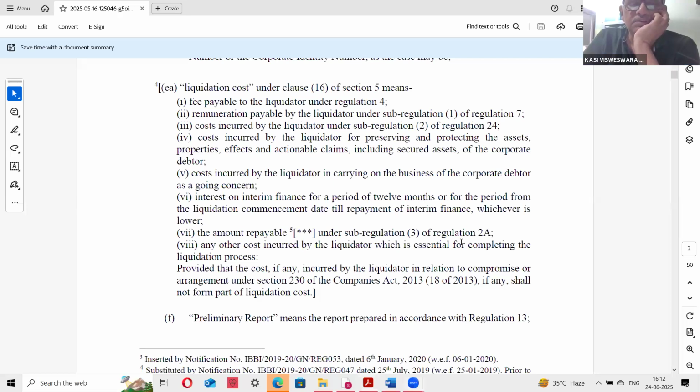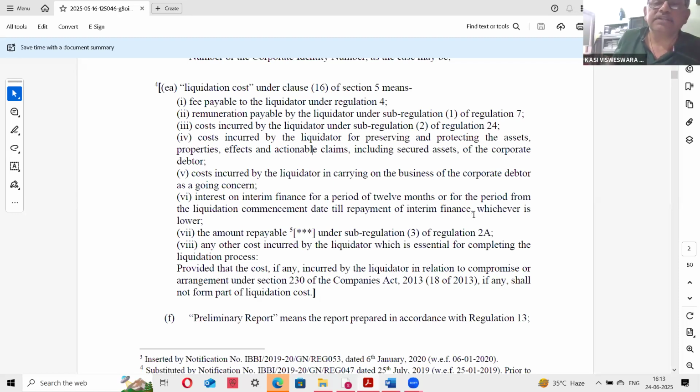then what is the position of interest? It will not be paid beyond 12 months. It will not be considered, because here they have mentioned only 12 months, or the period from the liquidation commencement date. It is actually 12 months from the LCD. If it is beyond 12 months, interest for the period crossing 12 months will not be considered under liquidation cost. So they have mentioned here clearly.